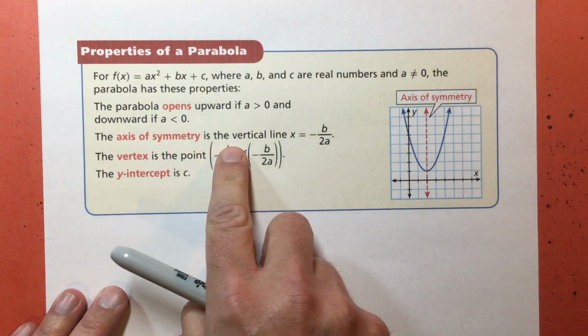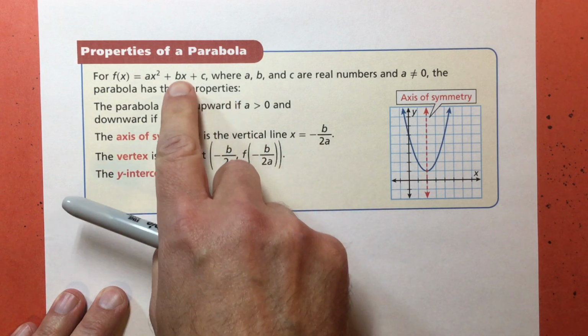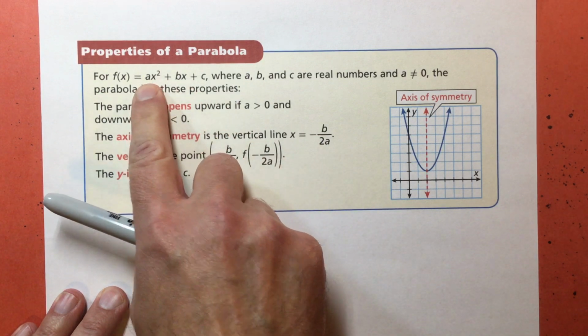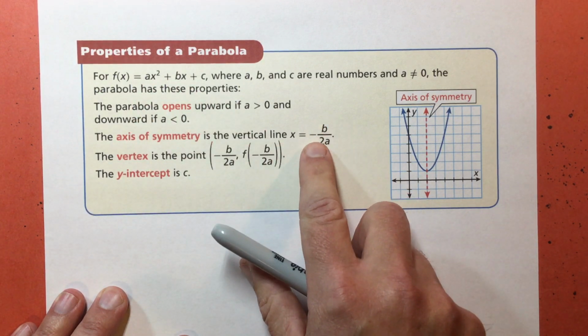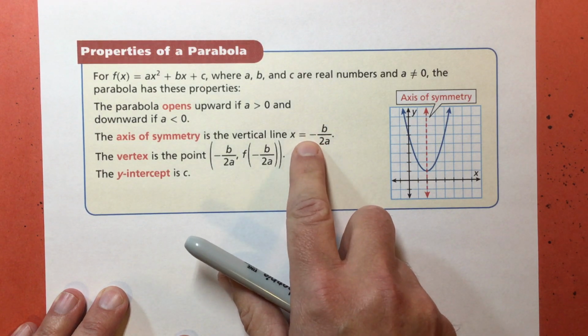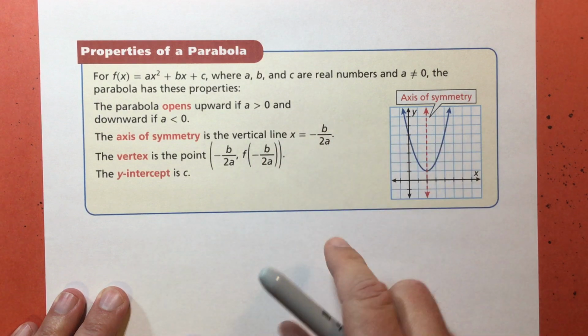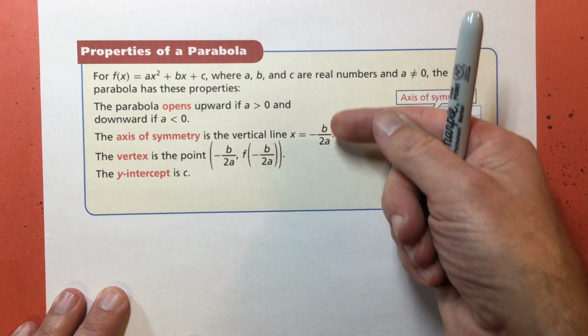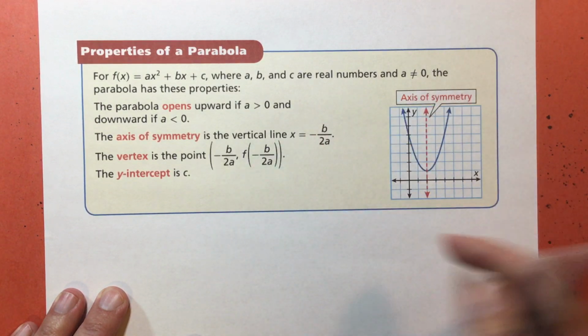The axis of symmetry: I figure out what the b is, I figure out what the a is, and I do b divided by negative 2 times a. Now I put the negative next to the 2, sorry. Either way, it's fine. Negative divided by positive, positive divided by negative are all negative. So this is okay.